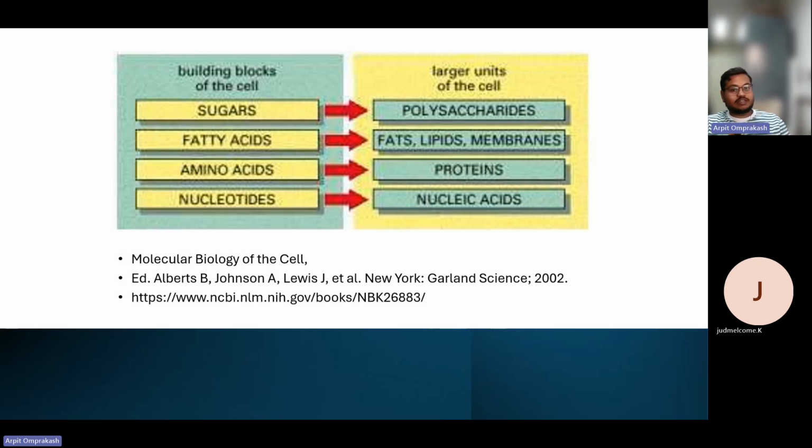Then we have fatty acids, which polymerize to give us fats and lipids. These are mostly used in cell membranes and nuclear membranes and so on. Next, we have amino acids, which polymerize to give us proteins. And we have nucleotides, which polymerize to give us nucleic acids, such as DNA and RNA.